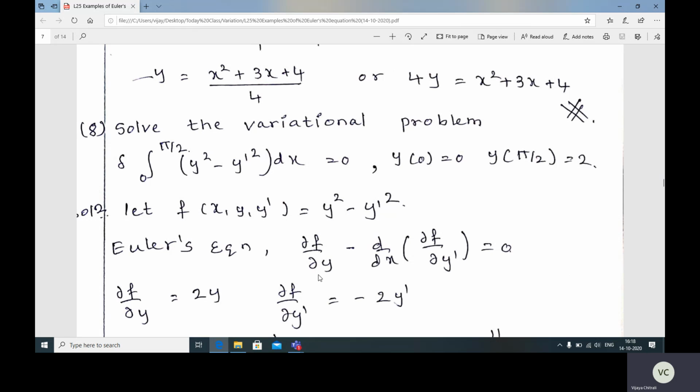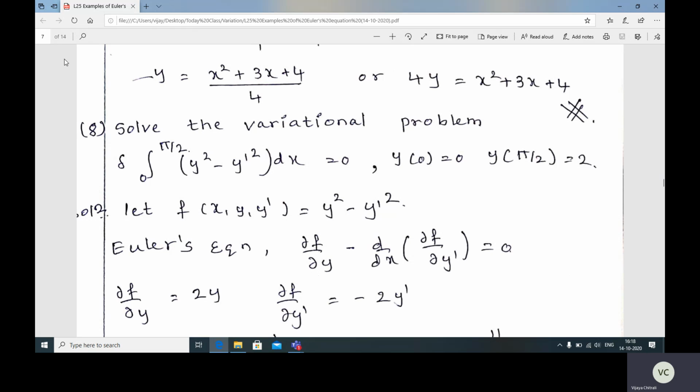So we have Euler's equation. So dou f by dou y minus d by dx of dou f divided by dou y dash, this is equal to 0. So dou f by dou y means differentiate f partially with respect to y, keep the other variables x, y dash as constant.